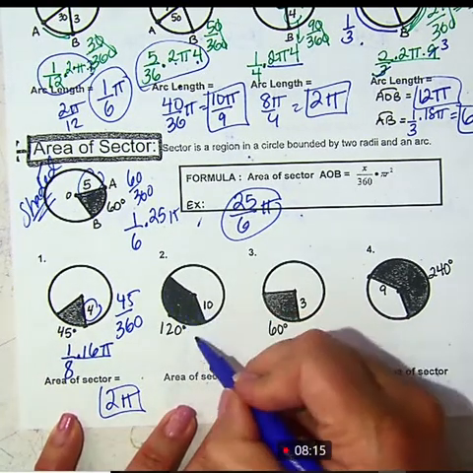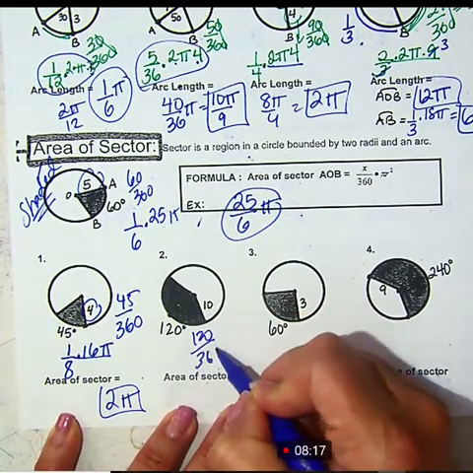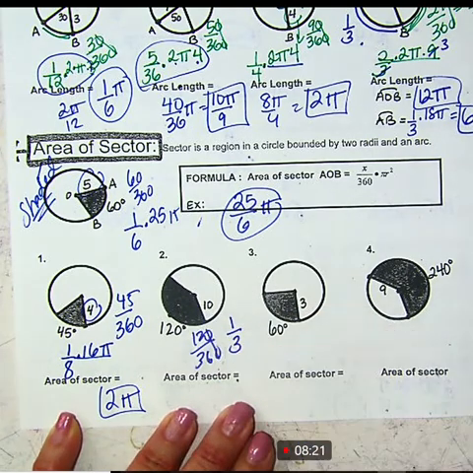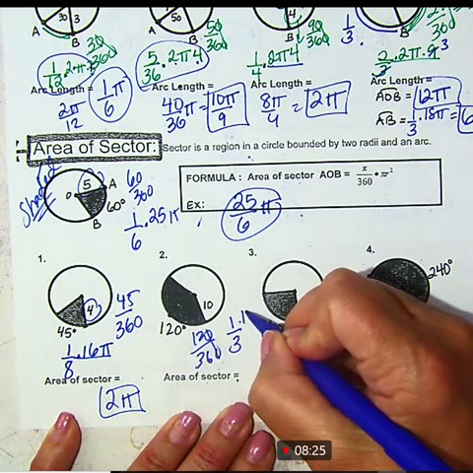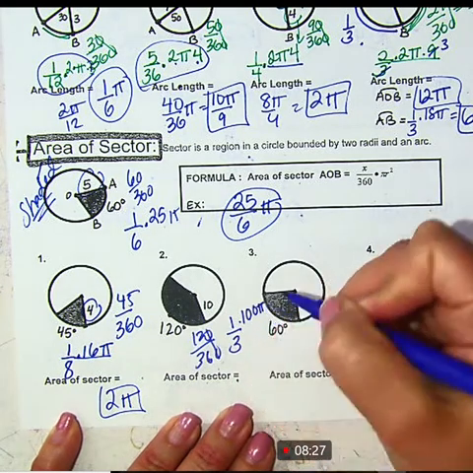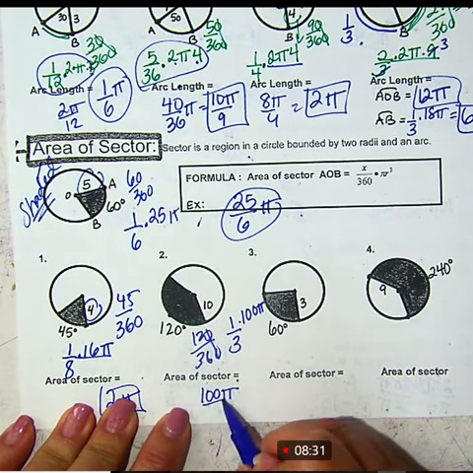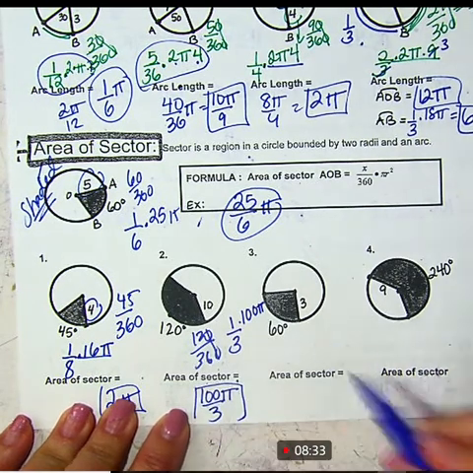This one wants this part. 120 divided by 360 is 1/3. Looks like it's about 1/3 of the circle. And then times 100 pi, because you're squaring it. Remember area, squaring. So I get 100 pi over 3, and that's my answer.